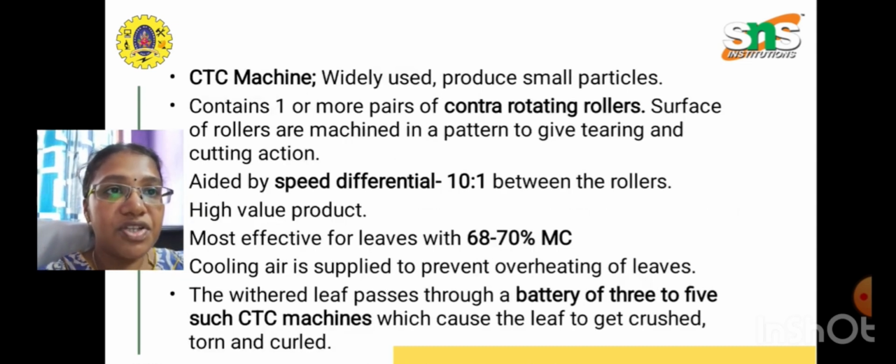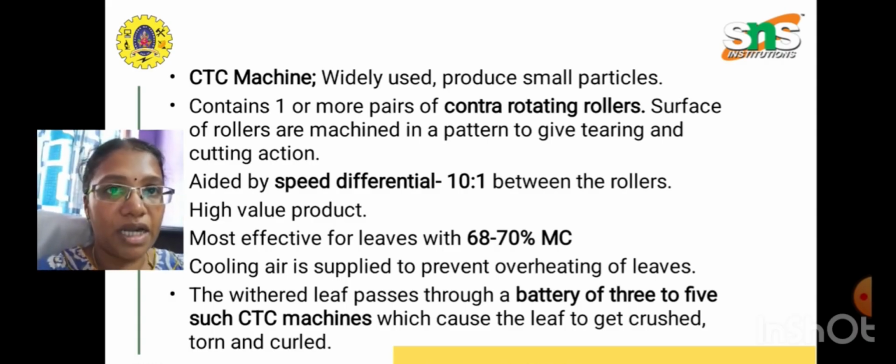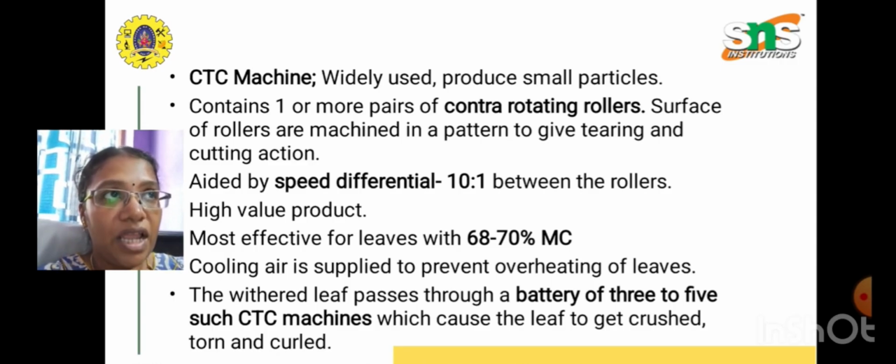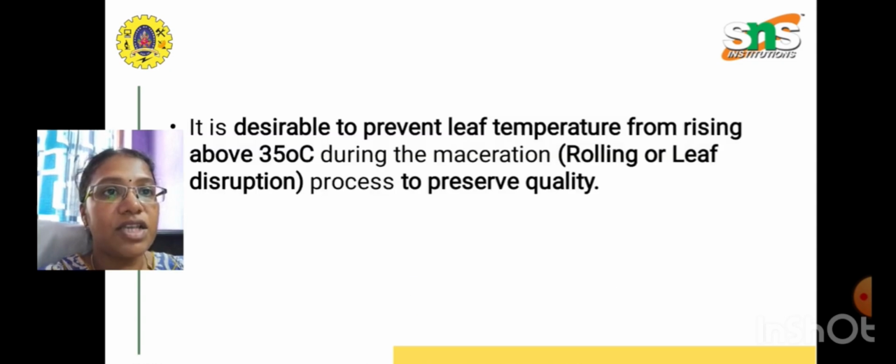The CTC machine, as we said, is mainly used to produce smaller particles, and it contains one or more pairs of contra-rotating rollers. It yields a very high value product. The most effective moisture content for the CTC machines is around 68 to 70%. In this picture we can see the withering machine, orthodox rollers and the CTC machine that are used for the processing of tea.